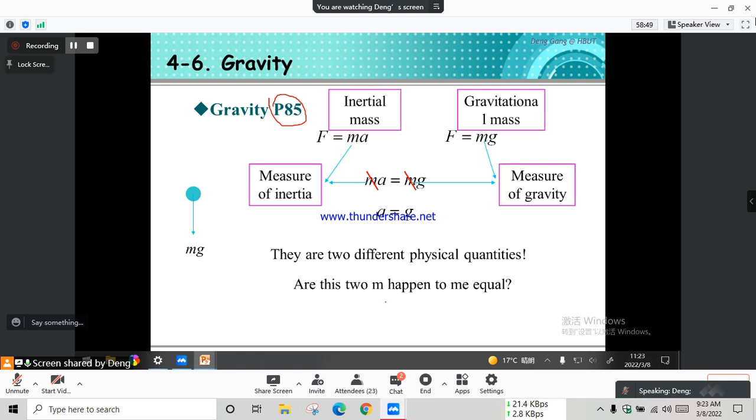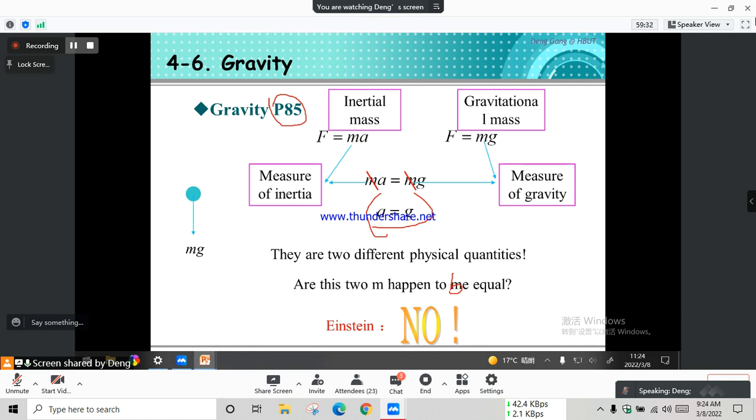Why do the two masses happen to be equal? Because this conclusion is correct. It has been tested many times. So Einstein says, no, it's not a coincidence. They should be the same. They are different physical quantities, but they should have the same value.